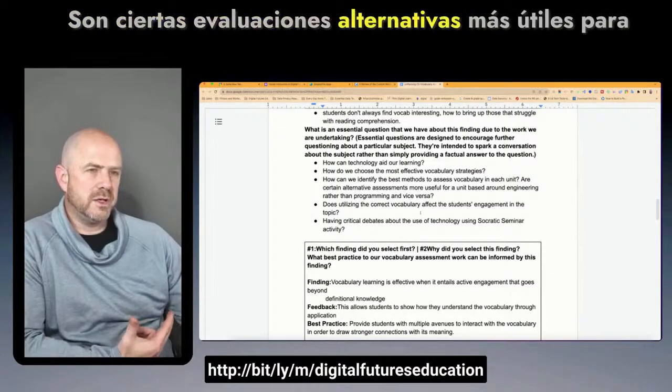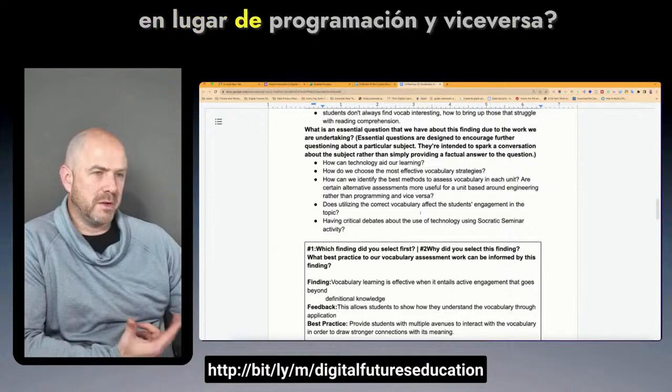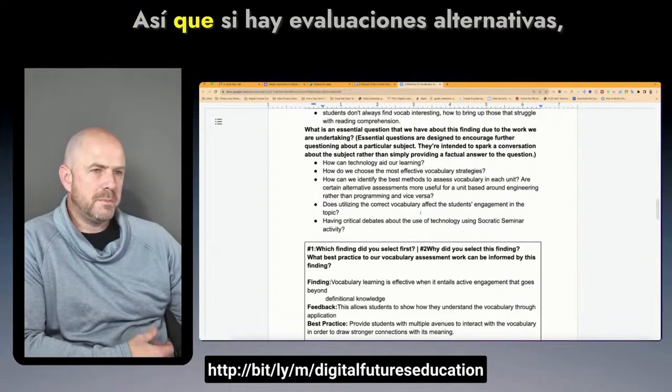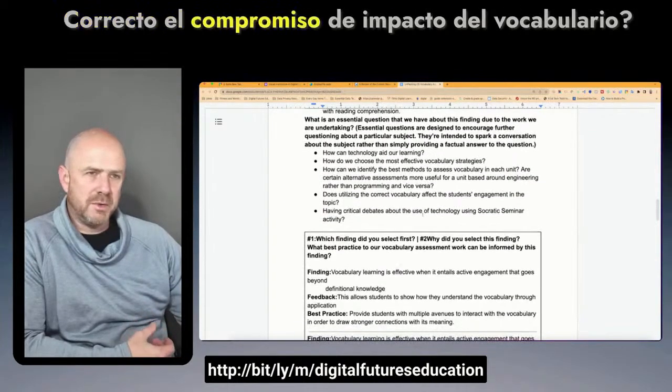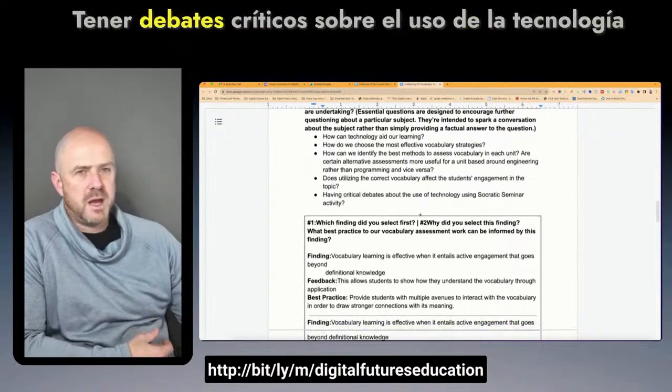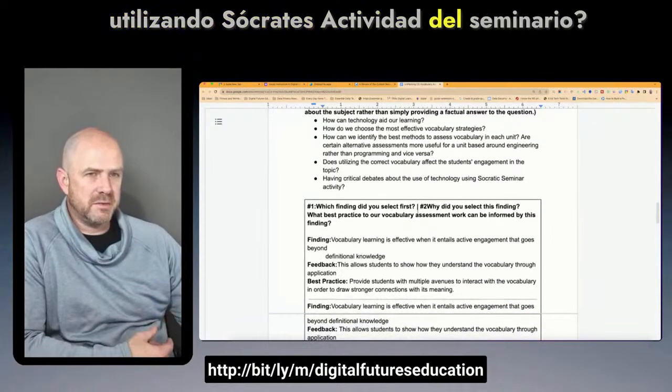Are certain alternative assessments more useful for a unit based around engineering rather than programming, and vice versa? So, if there are alternative assessments, is it more useful than in a different content area? Does correct vocabulary impact engagement? Having critical debates around the use of technology using a Socratic seminar activity.